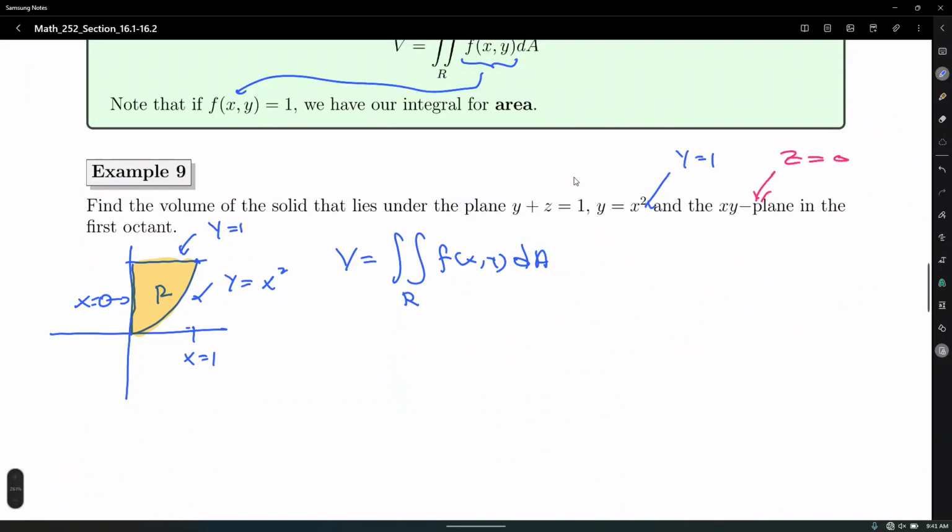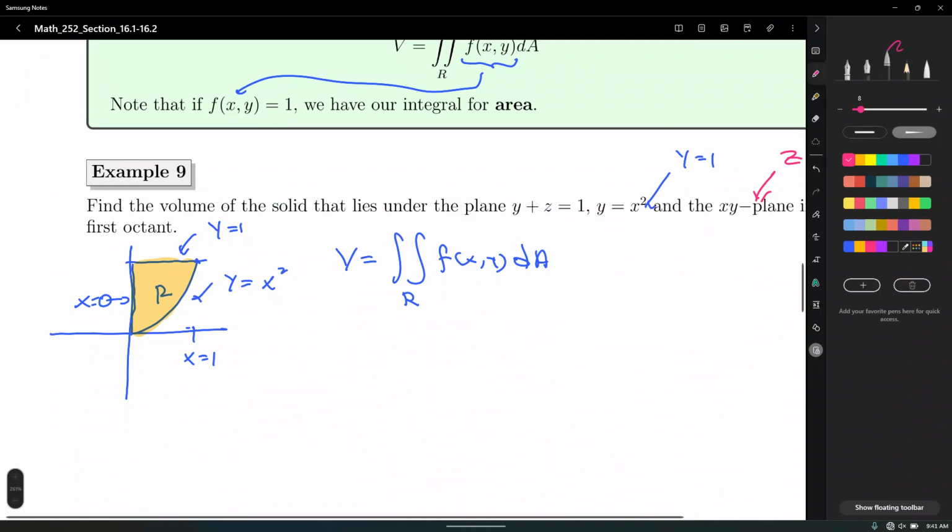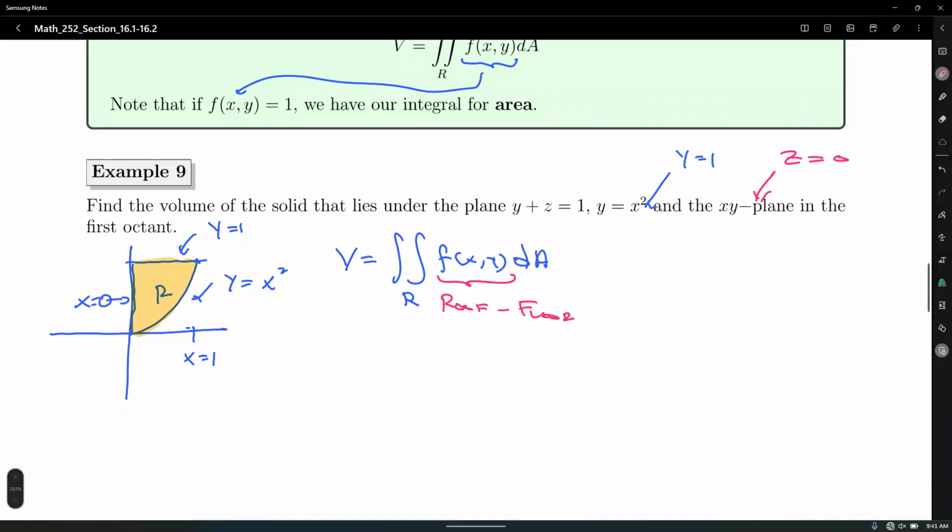So number one, this f of x y is the roof minus the floor. Those are going to be functions of x and y. I need to rewrite y plus z equals 1 as z equals 1 minus y. That is a function z that depends on x and y, well, in this case, just y. What about the limits here? That is equal to the integral of roof, which is 1 minus y, minus floor, which is 0.